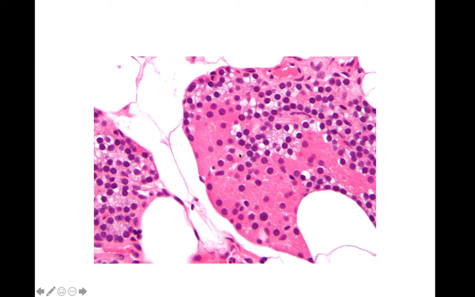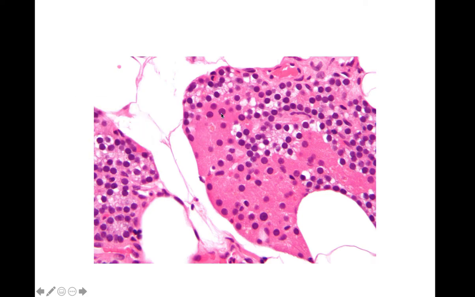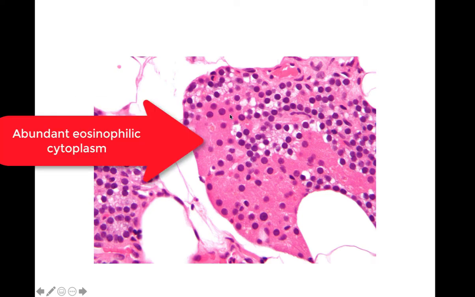The other type of cells, notice the difference. Here I have the chief cells that we were just talking about, and these cells are very different. The nuclei are larger, the cell size is larger, and the main feature is that we have abundant eosinophilic cytoplasm.